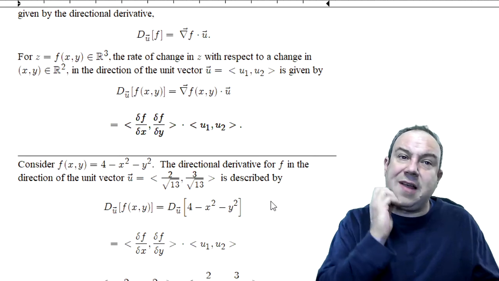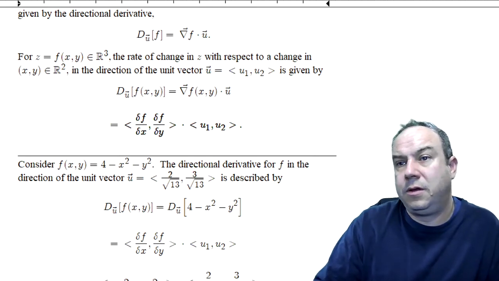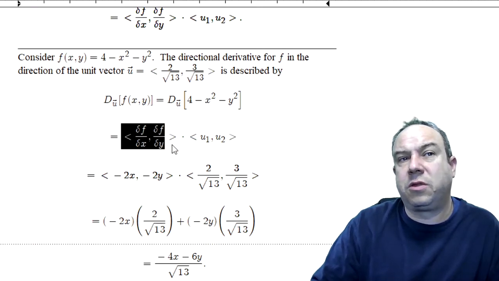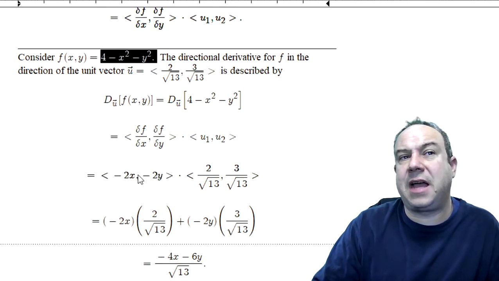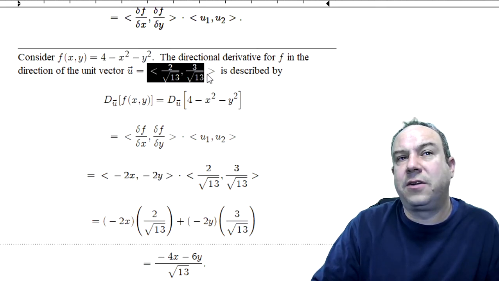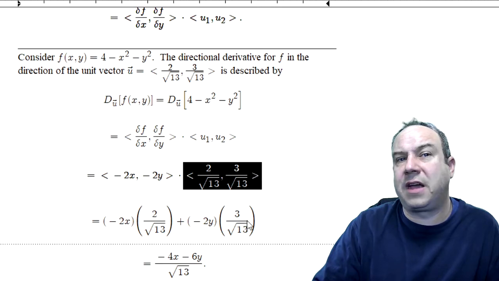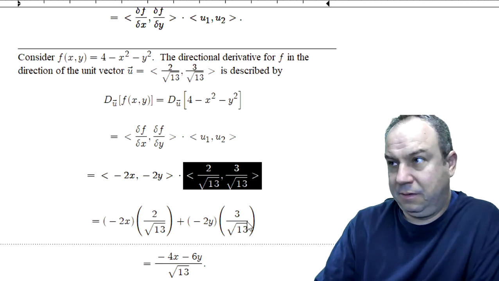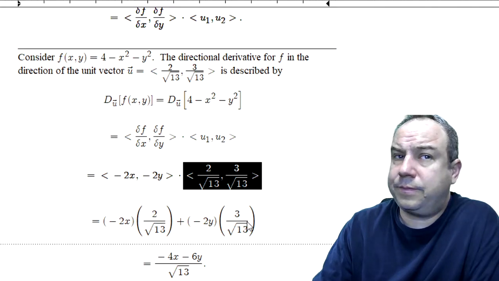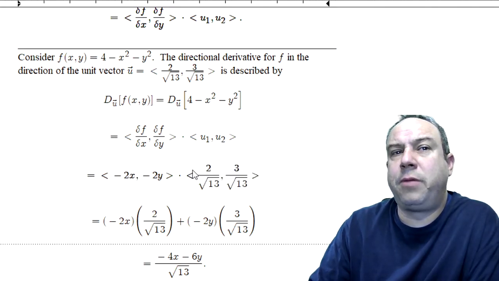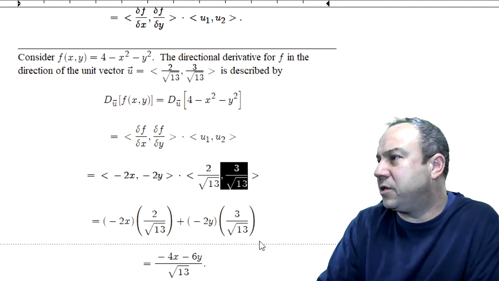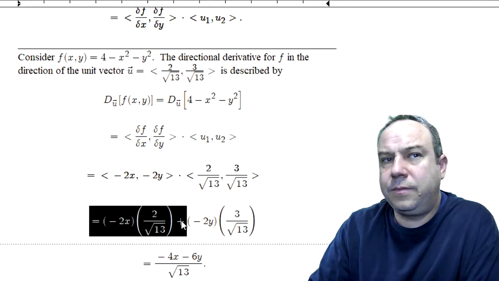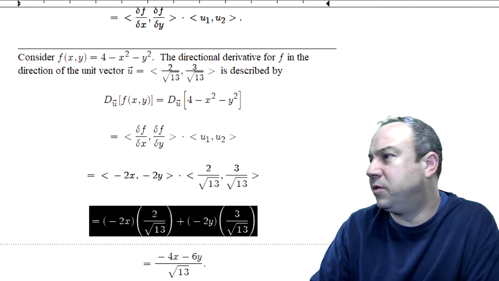Let me bring that down just to highlight where these parts are coming from. The partials with respect to x and y are quickly defined. The partial of this with respect to x is negative 2x. The partial of this with respect to y is negative 2y. And you're going to dot that vector with our unit vector, 2 over the root 13, 3 over the root 13. Remember, the dot product is first component times first component plus second component times second component for a two-dimensional dot product, where we will produce these two terms in our final result.